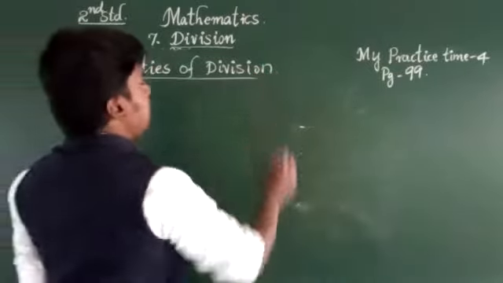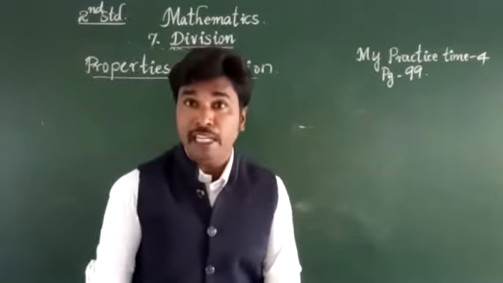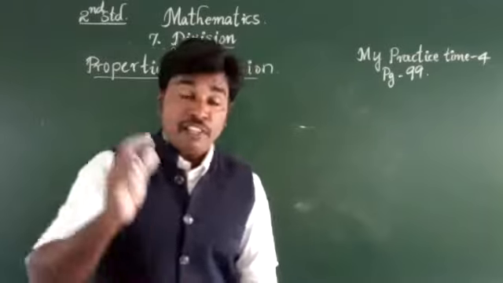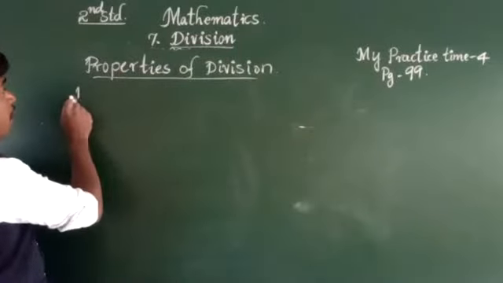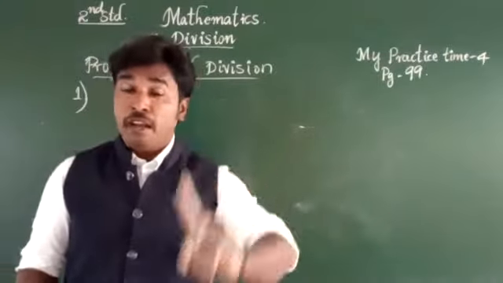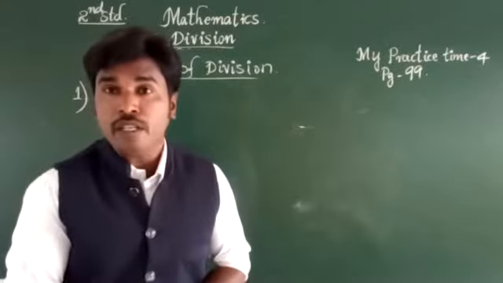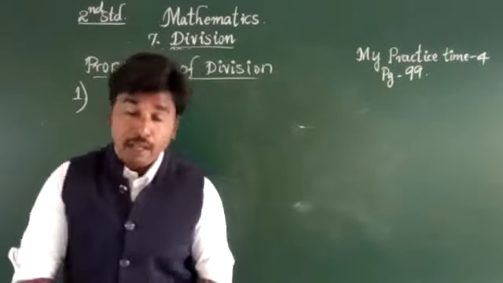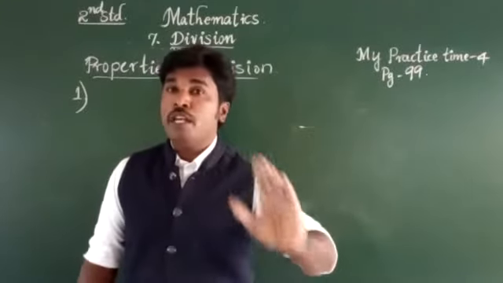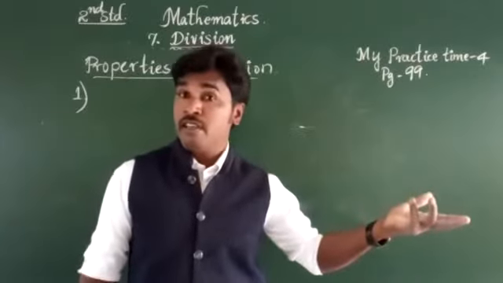Okay. Dear students, properties of division. You have learned the properties of multiplication also. It is also very simple. The first one is, when you divide any number by 1, what is the answer you are getting? When you are dividing any number by 1, the answer or the quotient is the number itself. The quotient is the number itself.